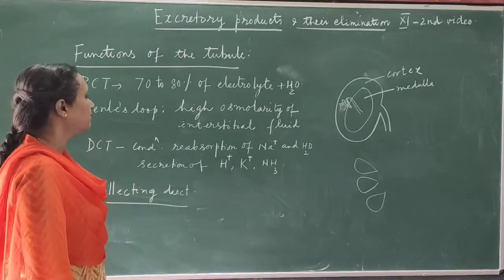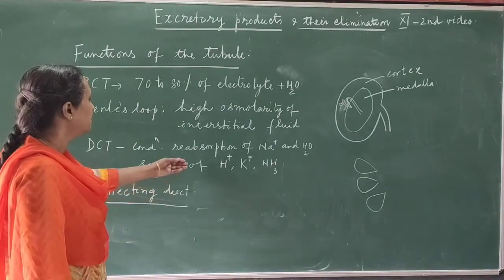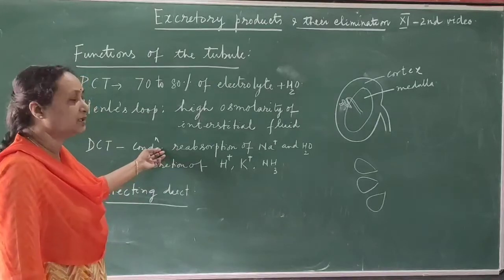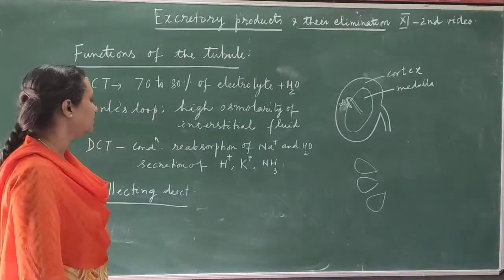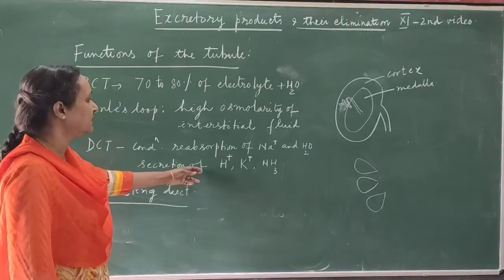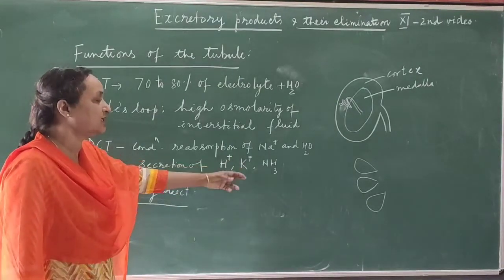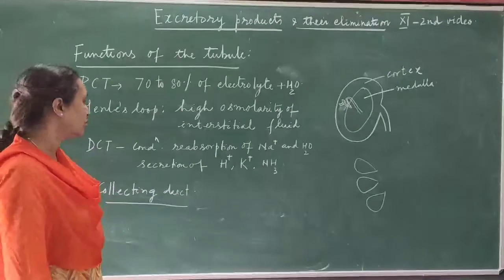And the distal convoluted tubule, conditionally, if there is a requirement, reabsorbs sodium, iron and water, and it secretes H plus ion, K plus ion and ammonia. So the role is different.